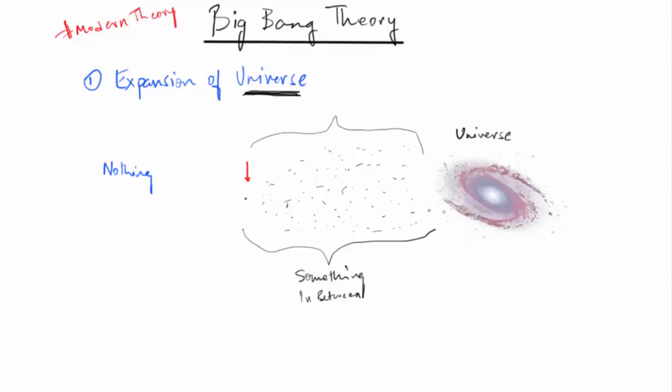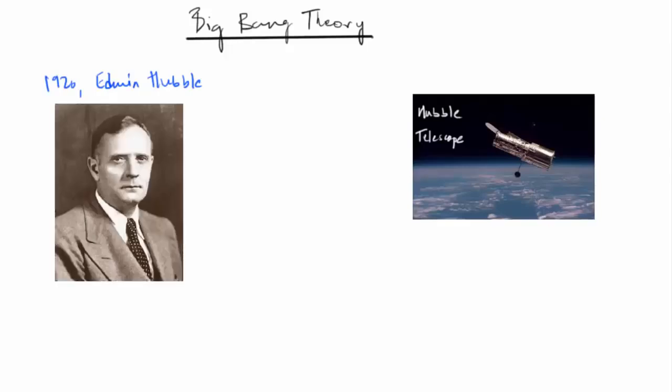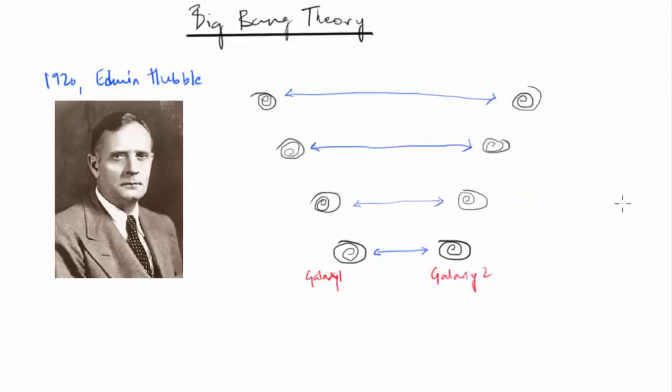So how did we come to this conclusion? In 1920, Edwin Hubble provided evidence that the universe is expanding. Edwin Hubble is the same guy after whom the famous Hubble Space Telescope is named. He said, as time passes, galaxies move further and further apart. There is an experiment associated with it.